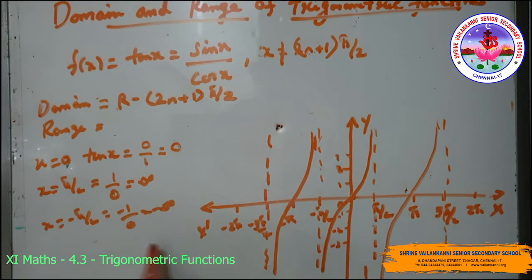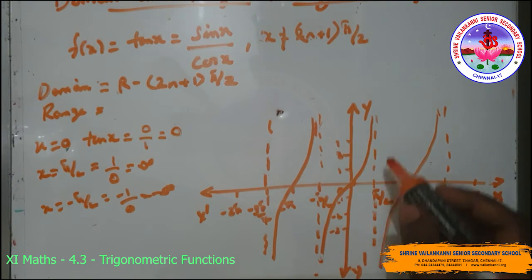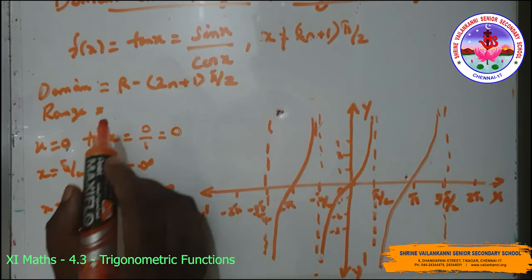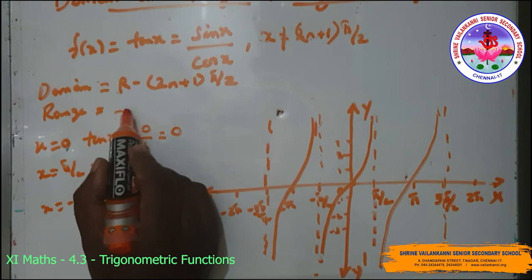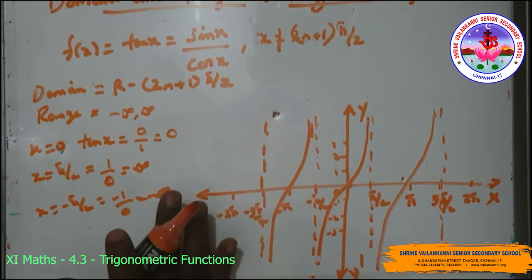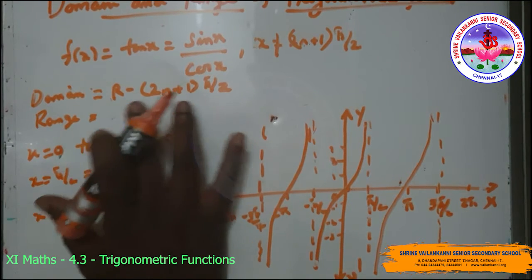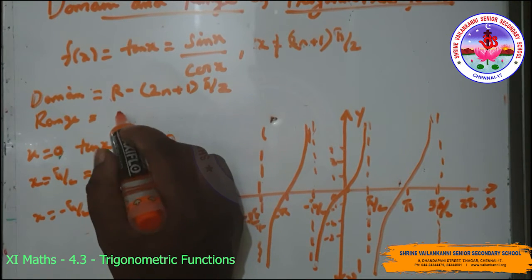It goes like this. So the graph of tan x. The range of this function goes down to minus infinity here, and here it is plus infinity. So the range is from minus infinity to plus infinity, so all real numbers.